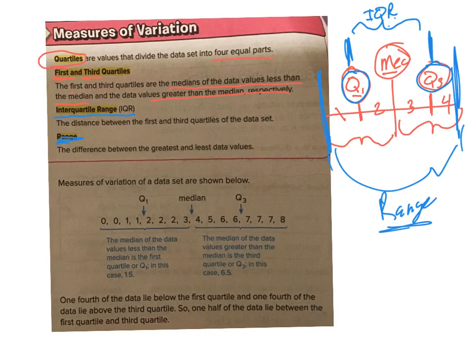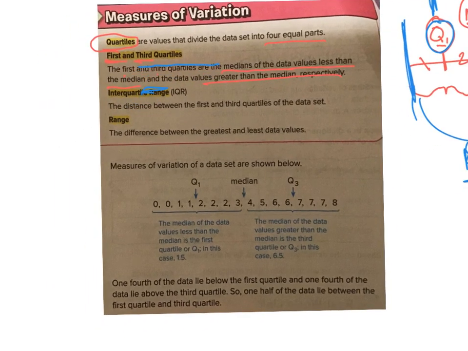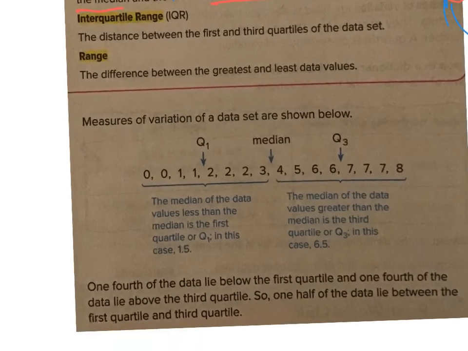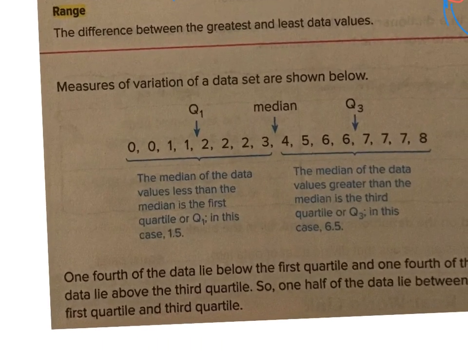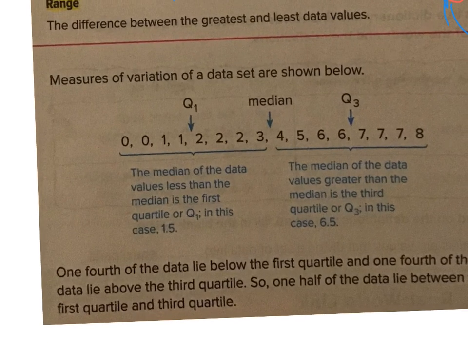So, let's look at, I'm going to move that all to the side there, make this bigger. So, say we have this set of data from 0 all the way to 8. The range of that, and we know it's in order, 0, 0, 1, 1, 2, 2, 2, 3, okay, all the way from least to greatest. So the range of this is 8 minus 0, which is 8. So I have a range of 8.